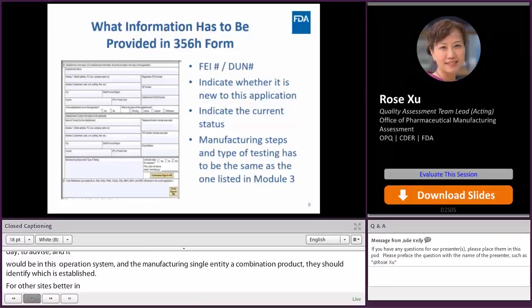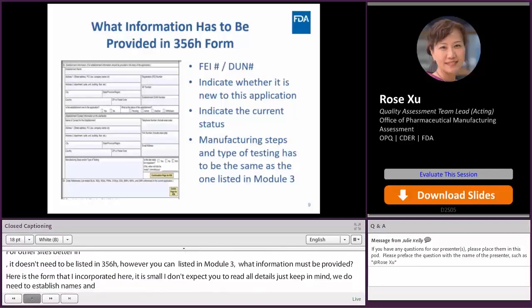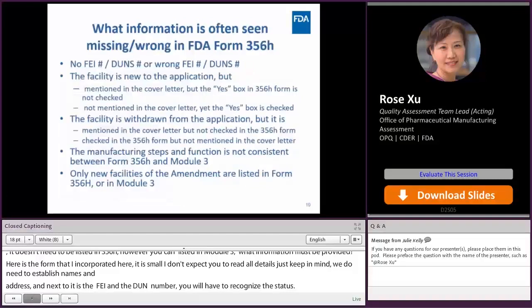So what information has to be provided in the 356H form? Here is field 28 that I just copied here. It's kind of small, and I don't expect you to read all the details. But just keep in mind that we do need the name and address. Next to it are the FEI number and the DUNS number. You have to indicate in the form whether the firm is new to the application and the status of this firm, whether it's pending, active, inactive, or withdrawn. Also, there's an area for the manufacturing step and the type of testing. They have to be filled in correctly and also be consistent with what is provided in Module 3.